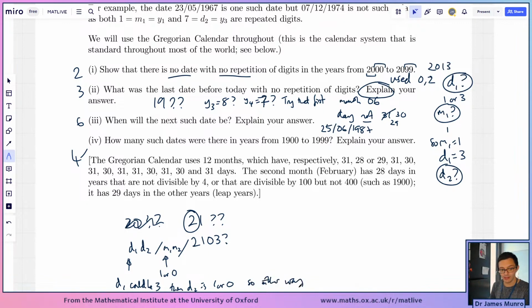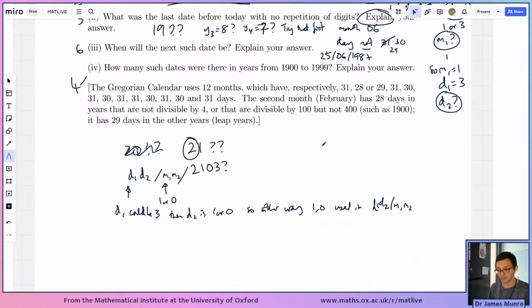So either way, 1, 0 used in D1, D2, M1, M2. So I can't use 1 or 0. I've got to go to the next numbers. Which if I ban those numbers, the next year is 2, 3, 4, 5. And then I've got to put my date and month in. This time I want to pick small numbers so that I'm not too far in the future. I guess I'm going to put 0 here.